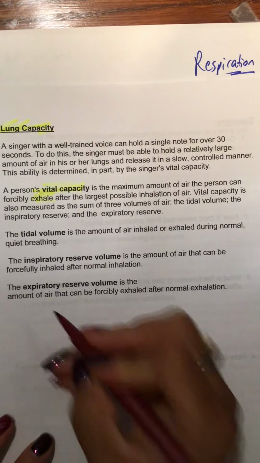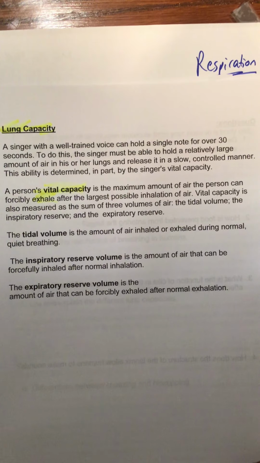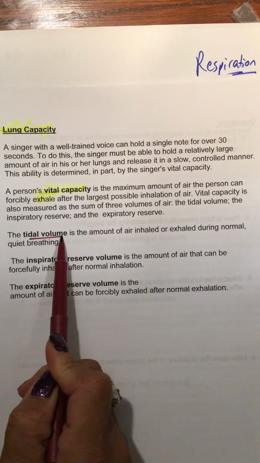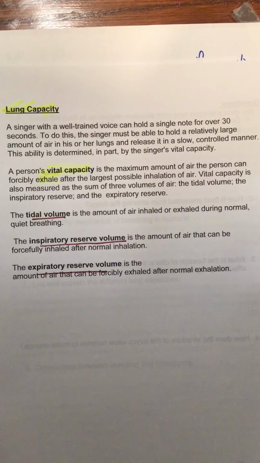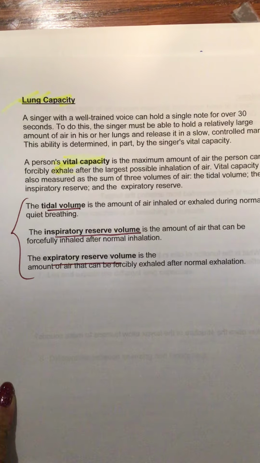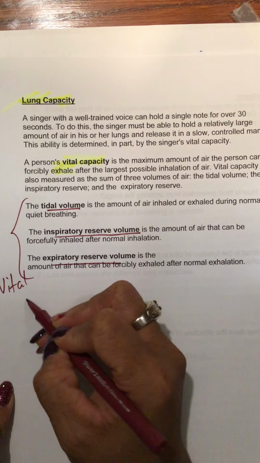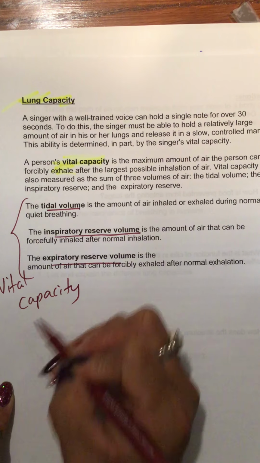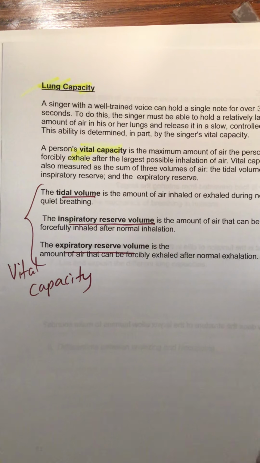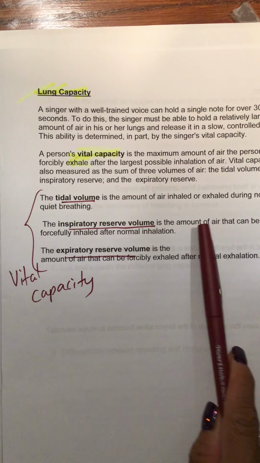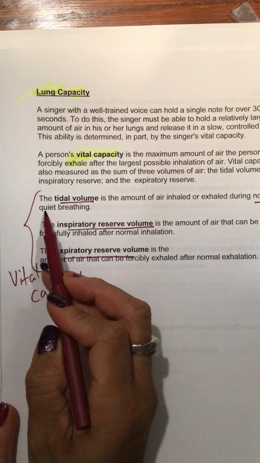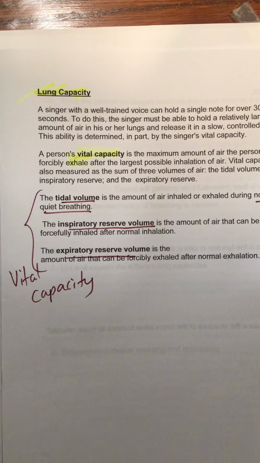So vital capacity really is the sum of the tidal volume, the inspiratory reserve volume, and the expiratory reserve volume. So these combined is the vital capacity. All these measures of air in your lungs is the vital capacity. Well, the tidal volume is the amount of air that is inhaled or exhaled during normal, quiet breathing. So as you're breathing in, that is the amount of air that can be inhaled and exhaled, which is about the same.